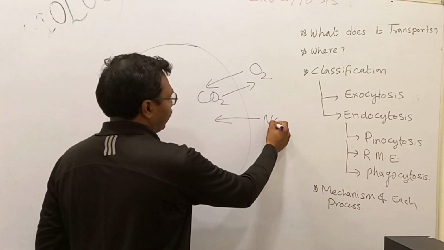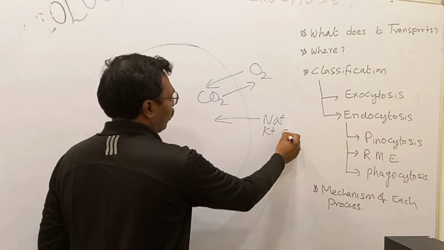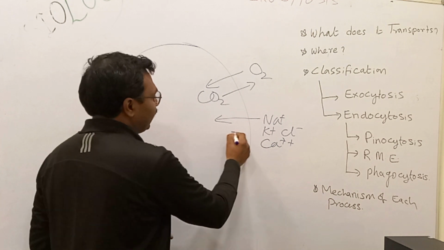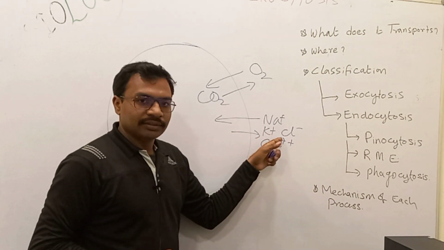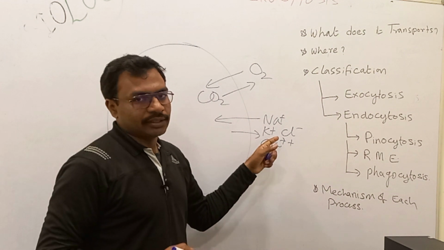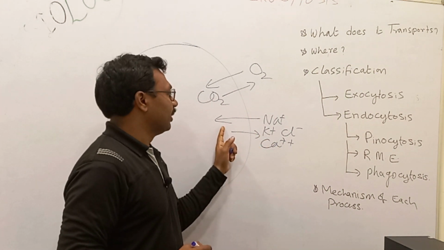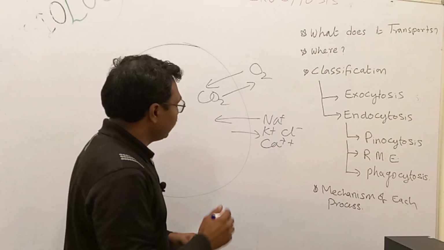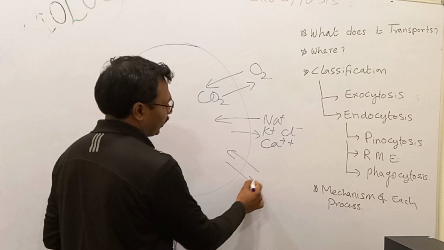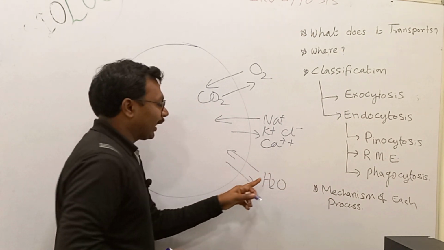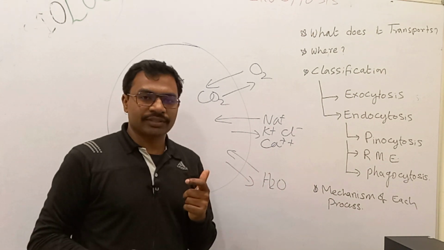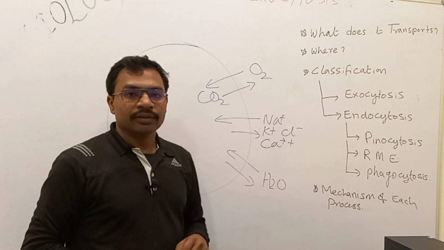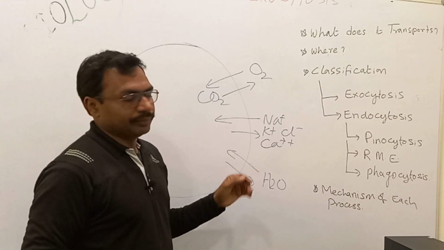electrolytes. Those are sodium, potassium, chloride, calcium, magnesium, etc. These electrically charged ions also cross the cell membrane with specialized gated channels. Okay, and then we have water transportation across the cell membrane, also through aquaporins. Aquaporins are specialized protein channels which allow water to pass across the cell membrane.